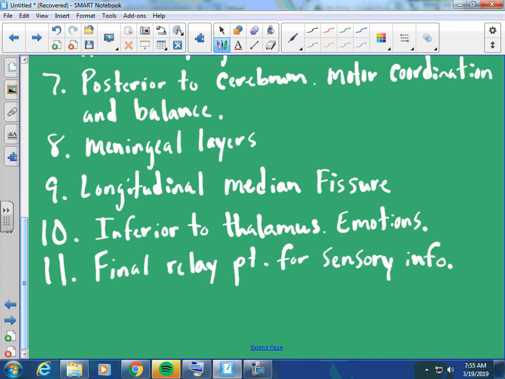So information coming in, sensory information. Thalamus, major relay point here. Send that info out to where it needs to go in the brain. Number 12. Where is the pons located and what is its function?